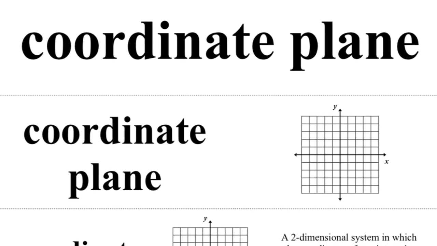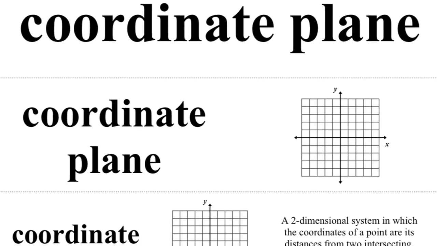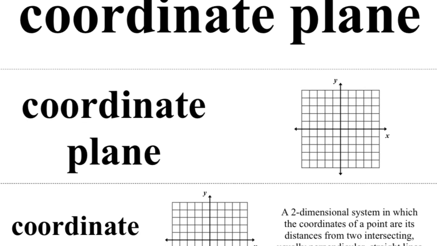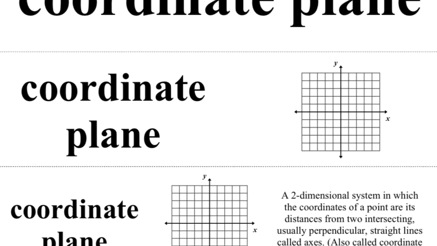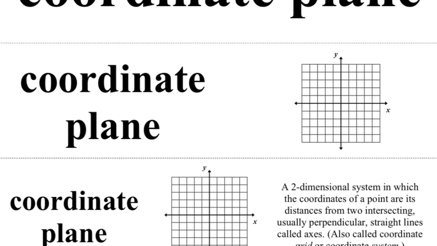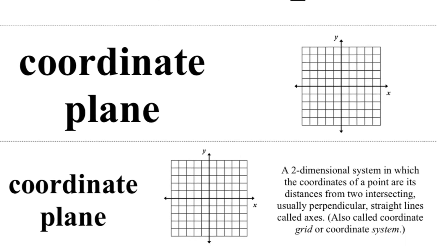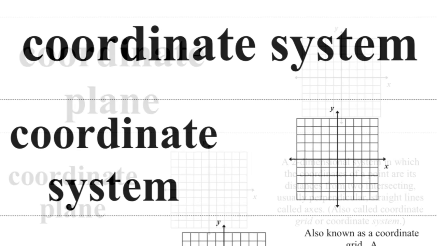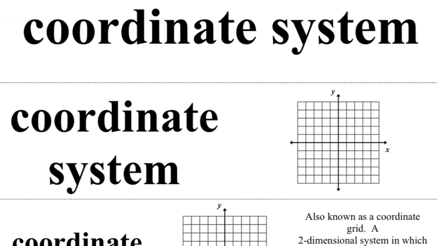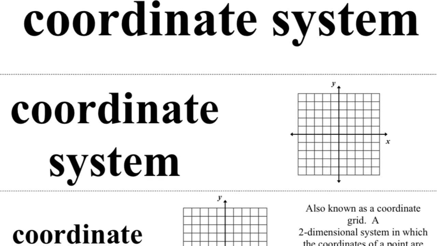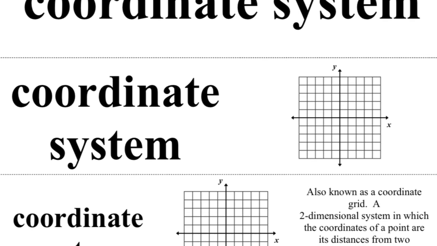A coordinate plane, also known as a Cartesian plane, is a way that we graph coordinates or ordered pairs on a two-dimensional figure. It is made up of an x-axis and a y-axis. The coordinate system is just another name for the fact that we have a coordinate plane and ordered pairs and an x-axis and a y-axis. It's just a name for everything.